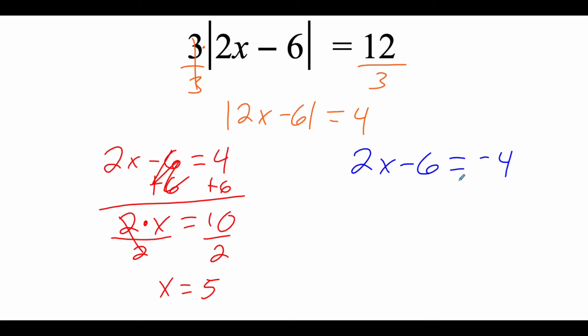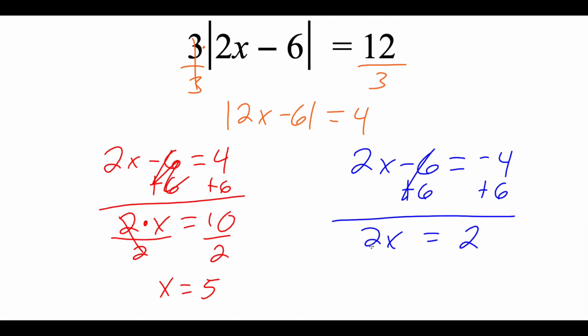Now if I look at my other equation over here in blue, to get rid of that minus 6, we're going to add 6 on both sides. So that's going to leave me with 2x equals 2. I want to get rid of that 2 that's attached to my x. So we're going to divide both sides by 2, which is going to leave me with x equals 1. So my two answers in this case are x equals 5 and x equals 1.